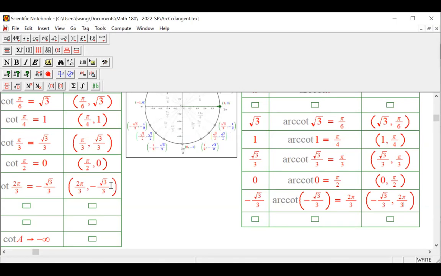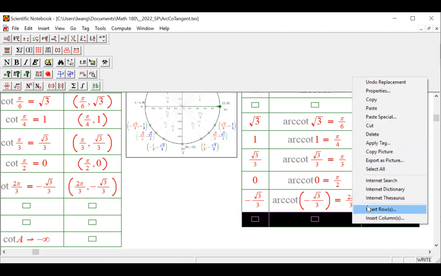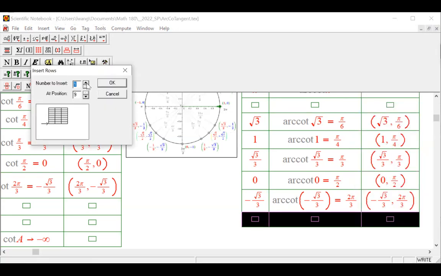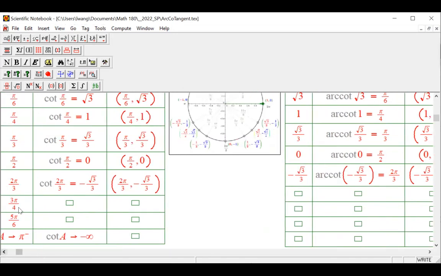You can see the swap, right? So I need 2 more rows. Actually, I need 3 more rows, right? 1, 2, 3. Here we go. So these correspond. And next, 3 pi over 4. Cotangent 3 pi over 4.